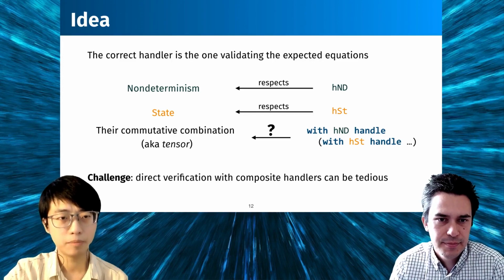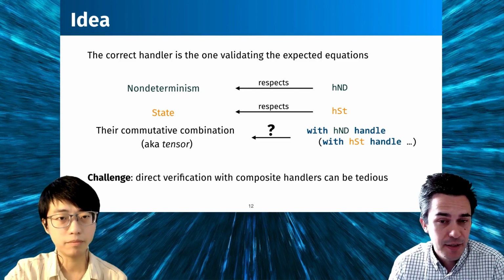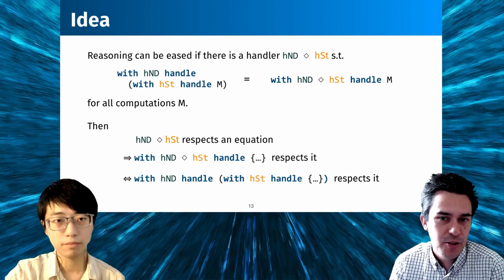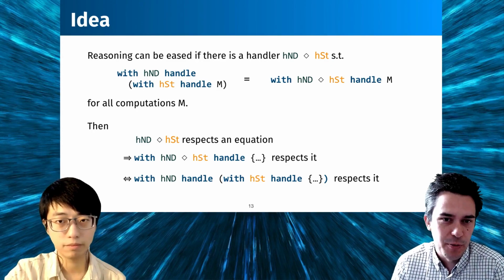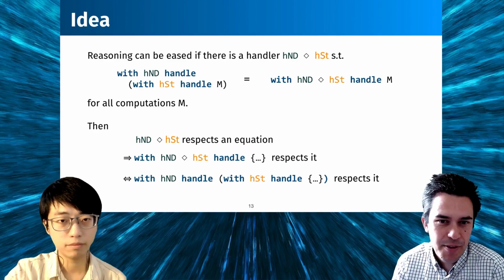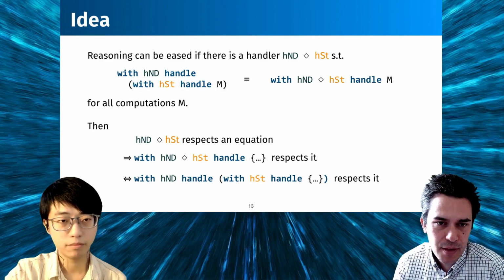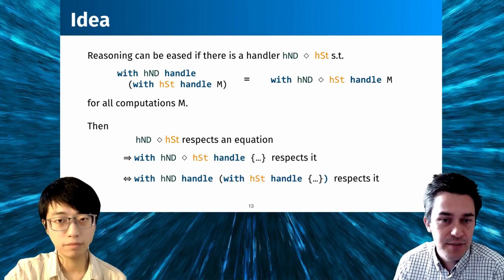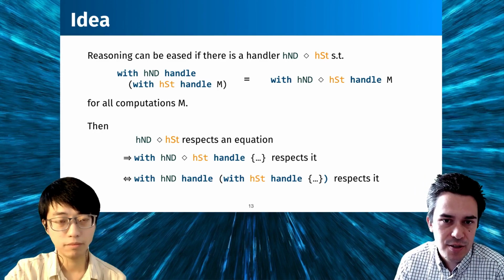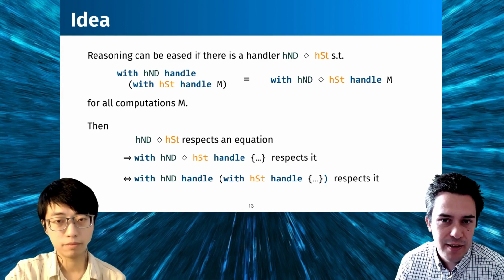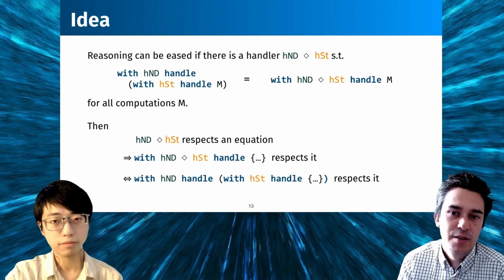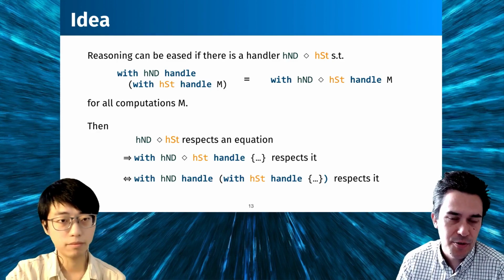Indeed. Wait, I've got an idea. Since handling is semantically a fold, some techniques from the program calculation community may be useful. They're very good at working with folds. In particular, I'm thinking about fold fusion. In this context, it means that if we can find some handler, call it HND diamond HST, such that handling with HND composed with handling with HST is equivalent to handling with this fused handler, then we can reason about the fused handler as a surrogate.